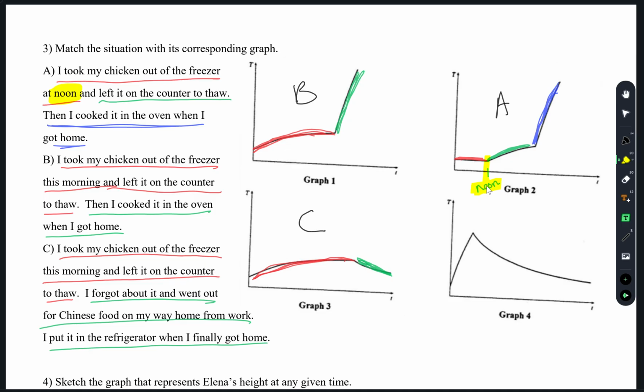The house went on fire, sure. And then you just let it sit. That's why. There you go. Yeah. Cook it right away and then it. Yep. Okay.